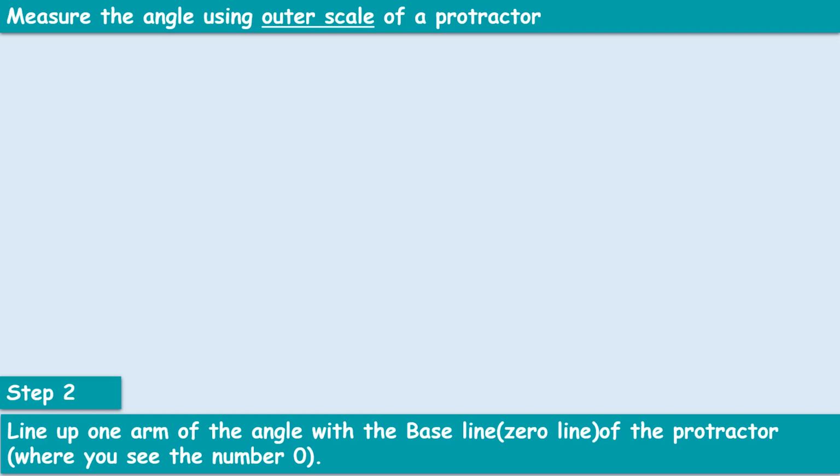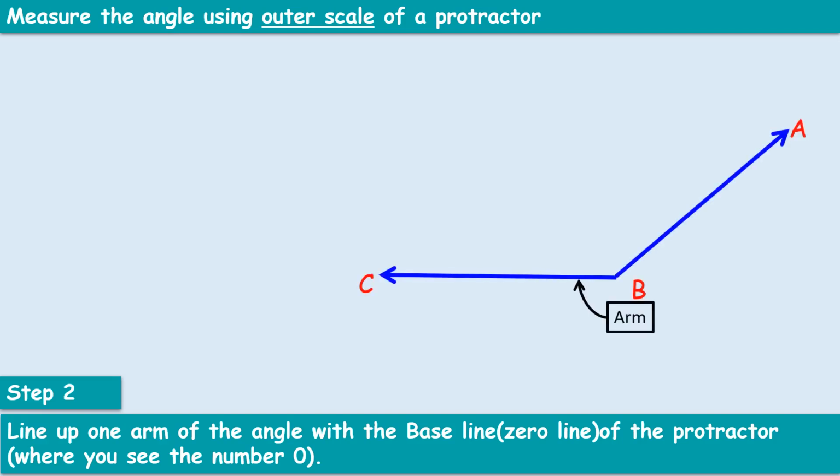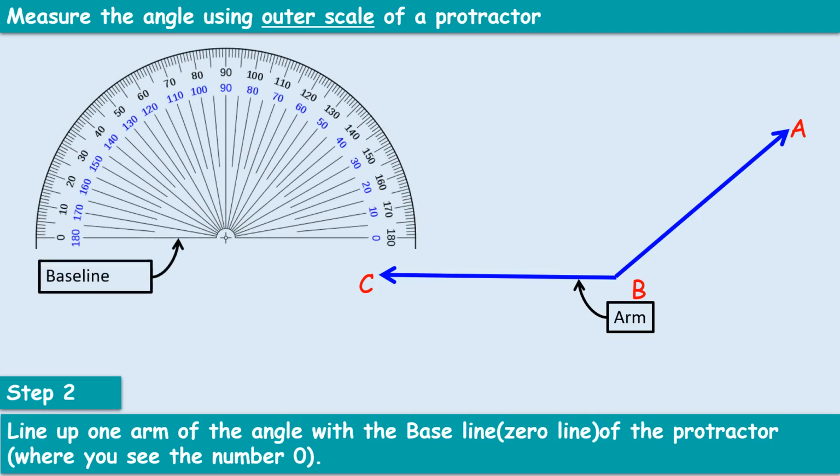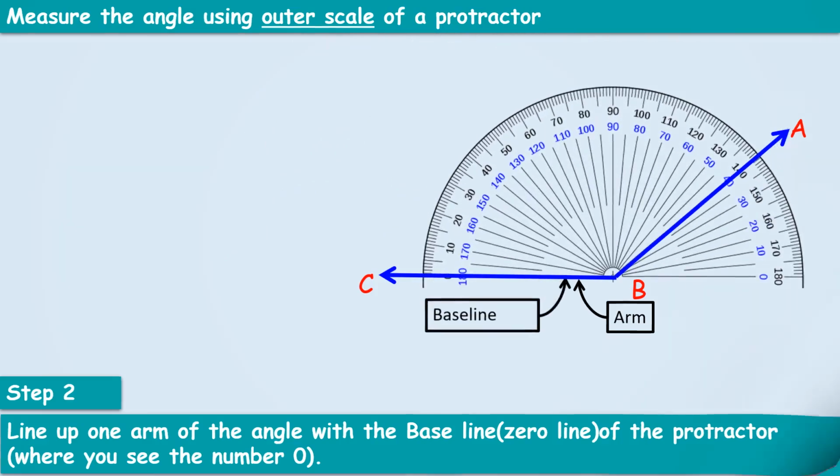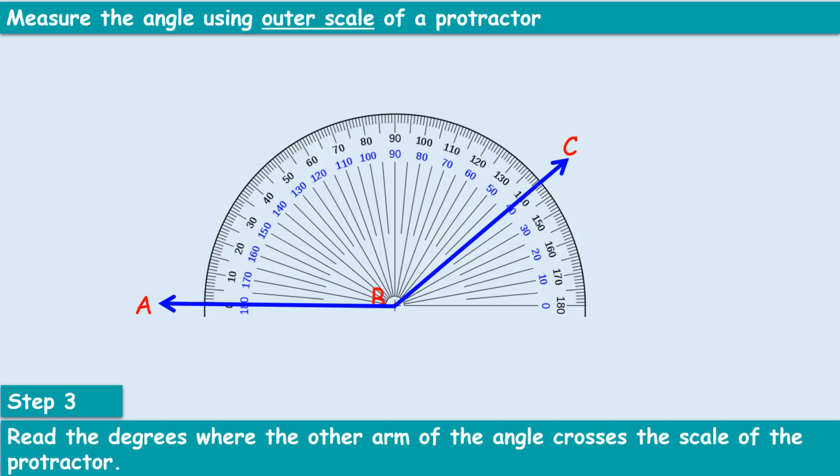Now adjust the protractor in such a way that the baseline coincides with the arm of the angle. Here, the baseline coincides with the arm BC. Now, check the scale where the baseline arm points to 0 degree.